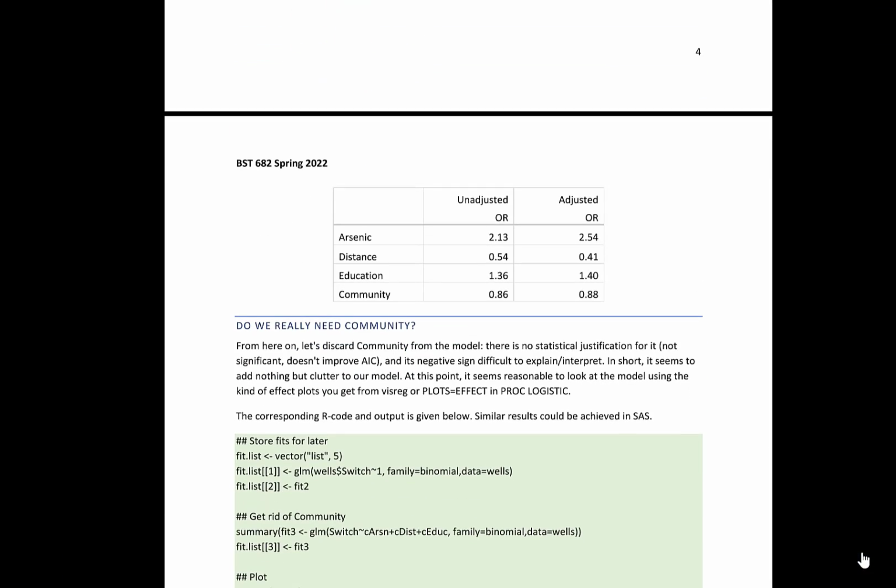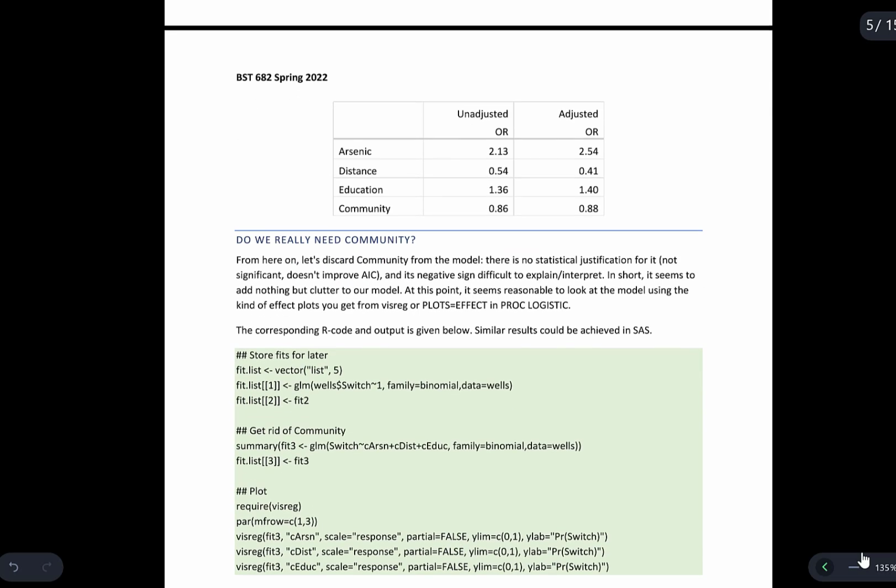And so here then is a table comparing those adjusted and those unadjusted odds ratios, and you notice we don't see a big difference there. So our question next might be, do we really need community?